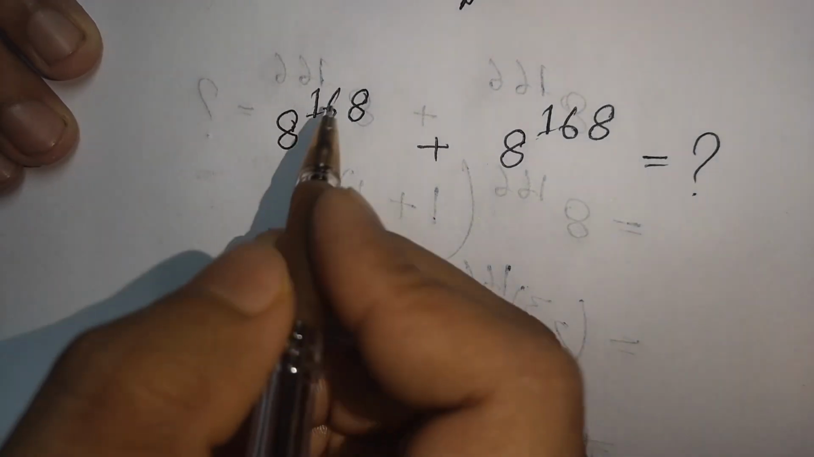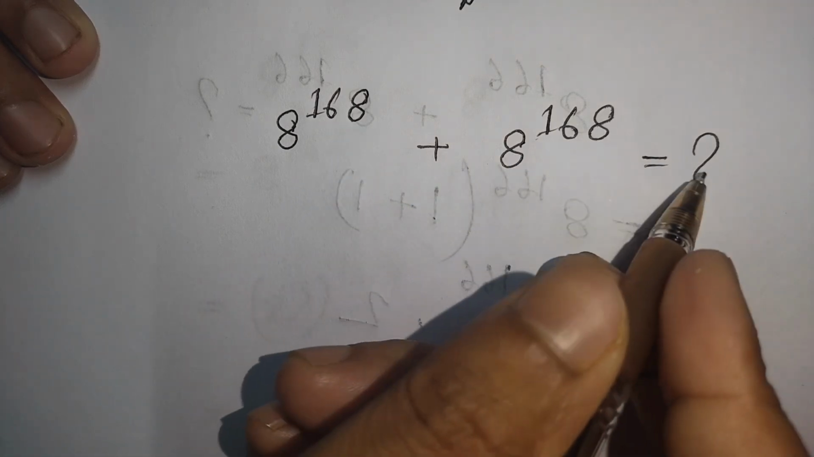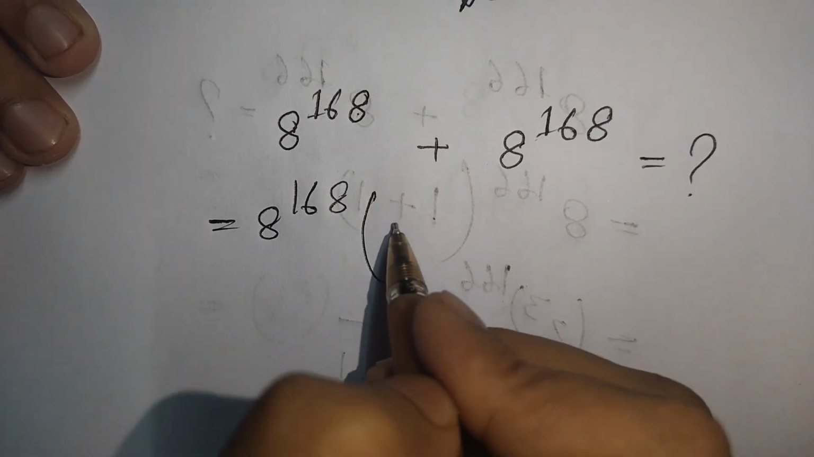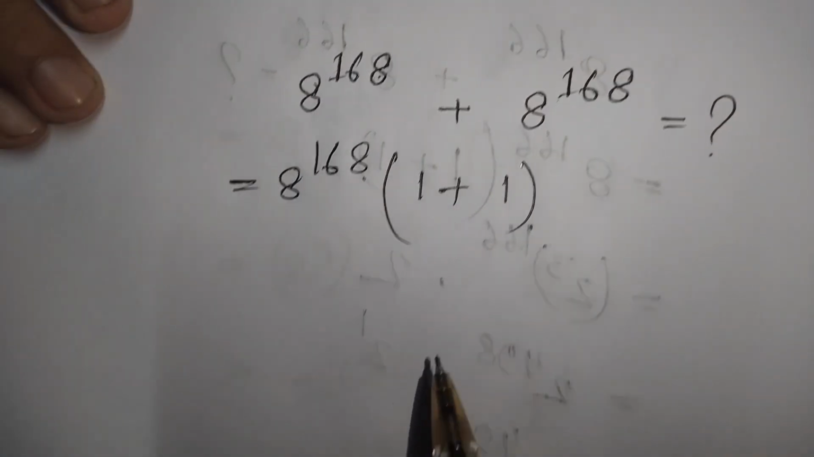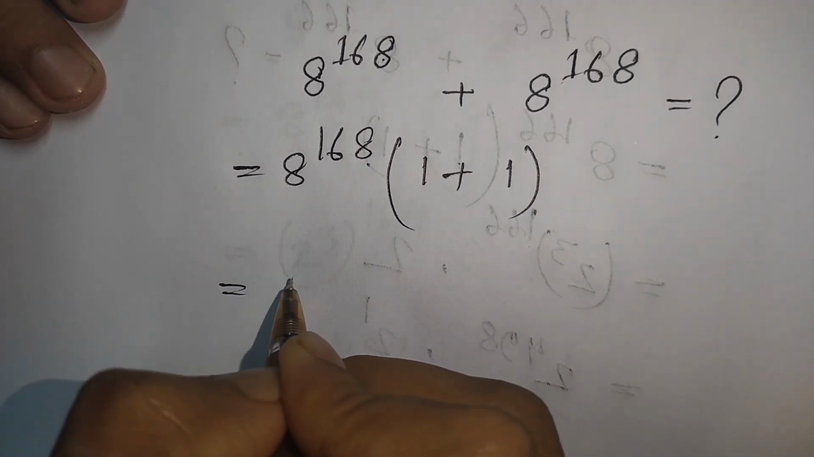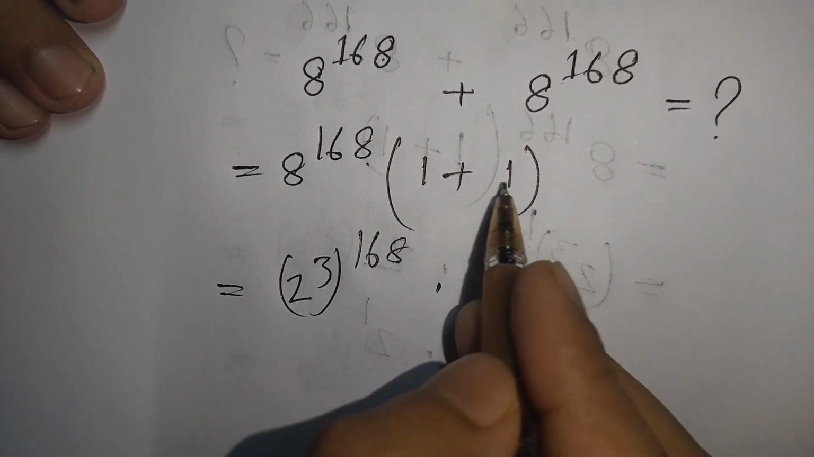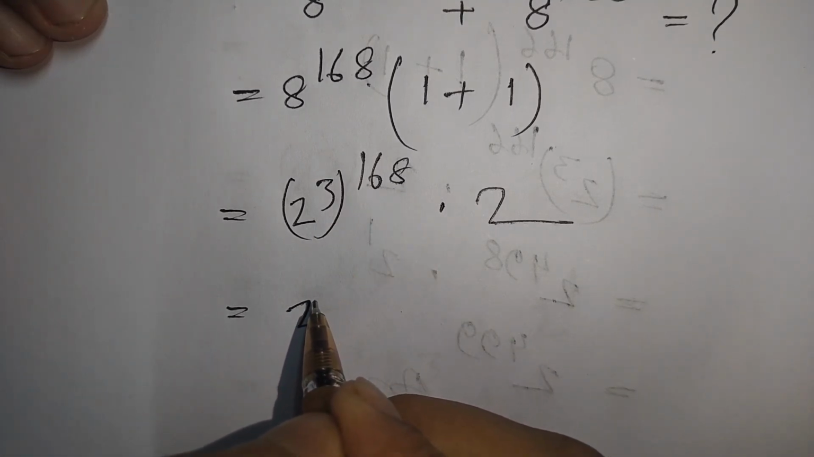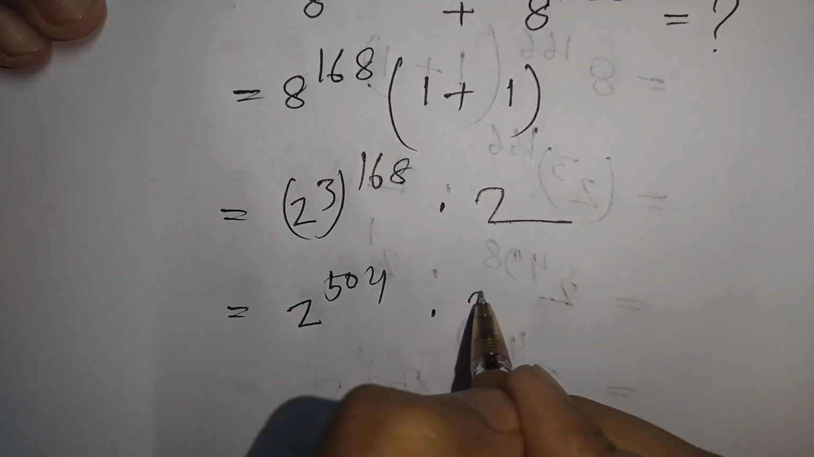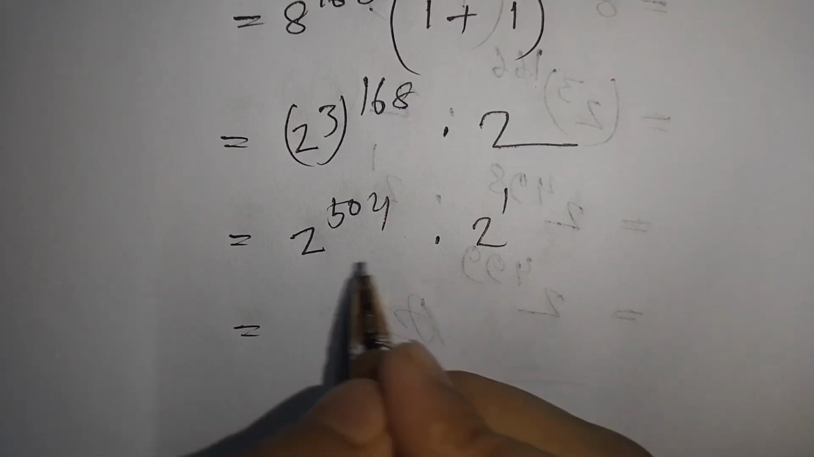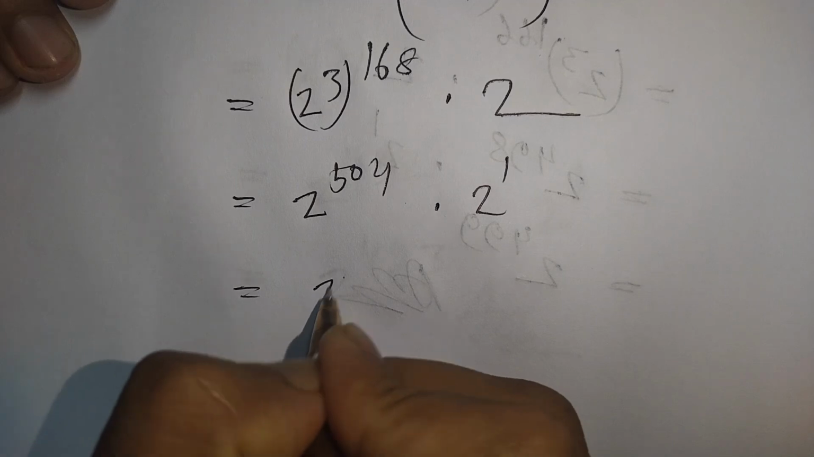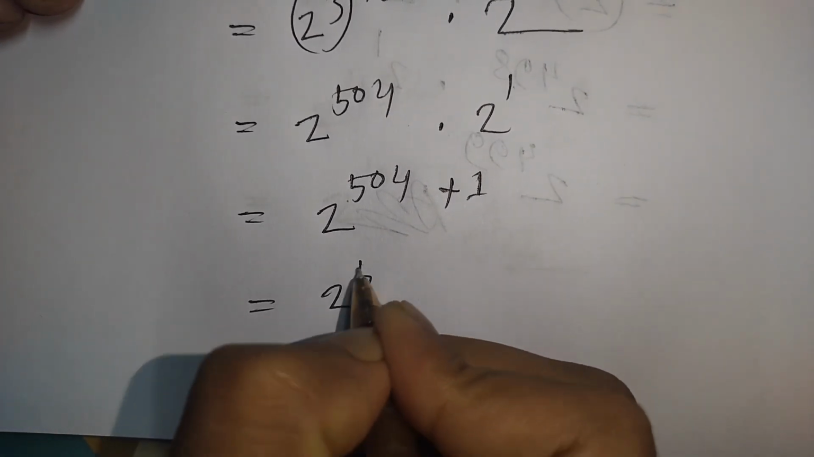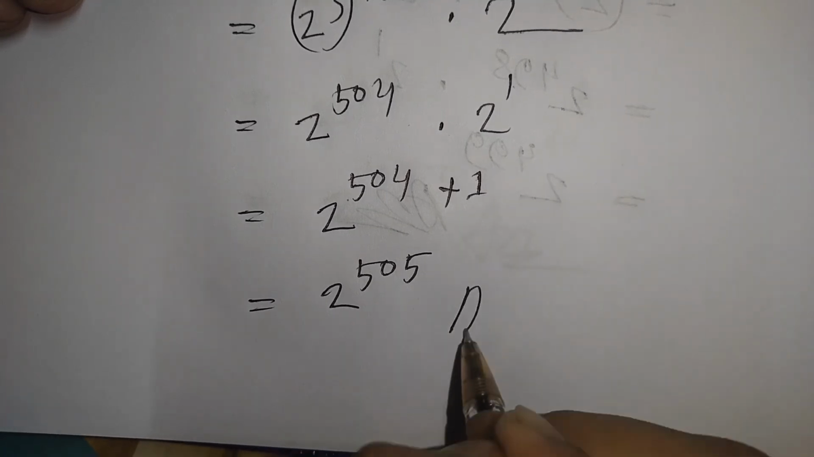So this is how to solve a to the power 168 plus a to the power 168 is equal to what? At first you take common a to the power 168, first bracket start, this divided by this, that means 1, plus this divided by this, that means 1. Now a to the power 168, that means the same as 2 to the power 3 bracket for 168 times 1 plus 1, that means 2. Then 2 to the power 3 times 168, that means 504, times 2 is the same as 2 to the power 1. Now we see that 2 is the same base but different power. So we can write here 2 to the power 504 plus 1, that means 2 to the power 505. So 2 to the power 505 is the correct answer.